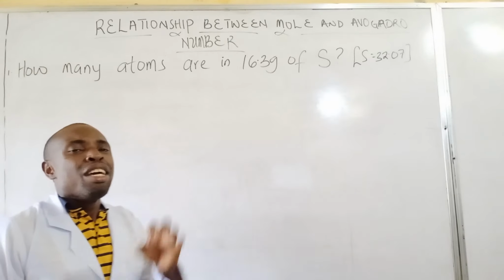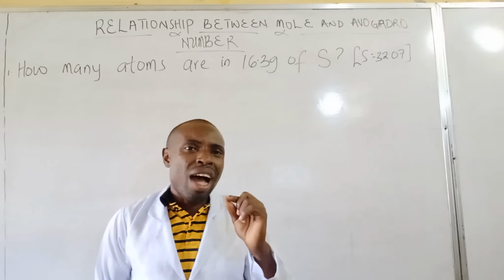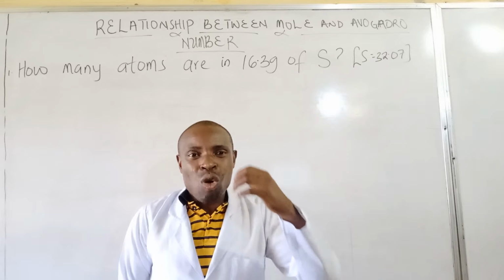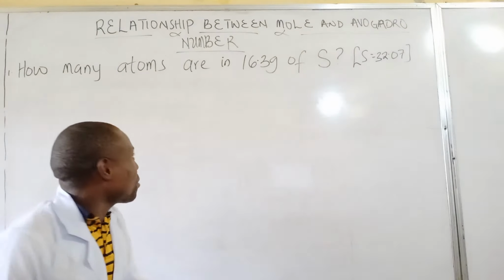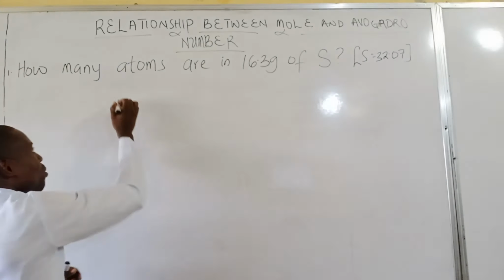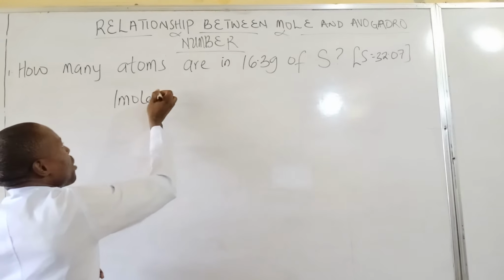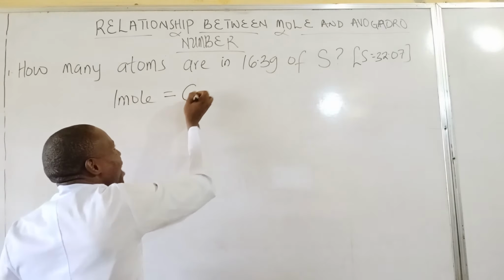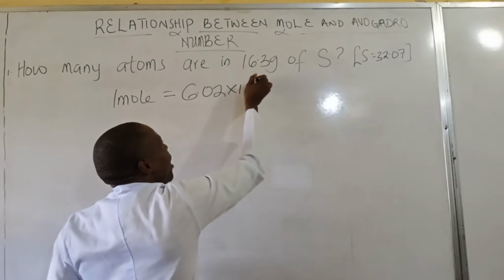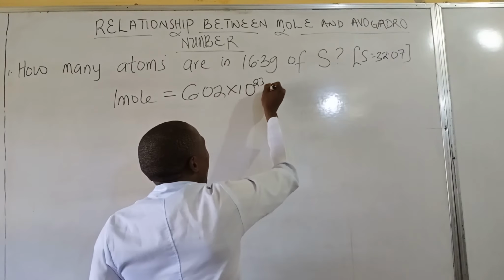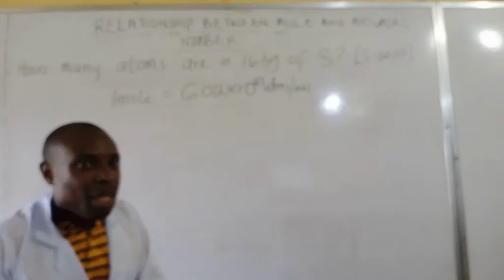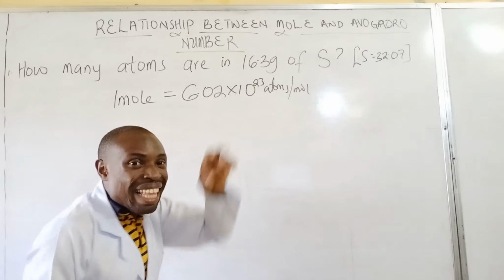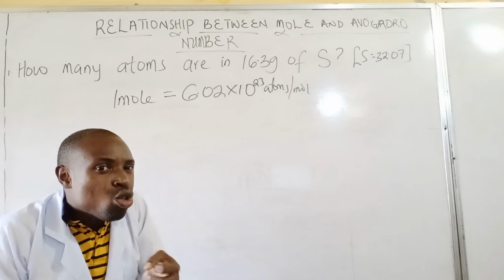First, we should understand that a mole is the quantity of atoms contained, and that one mole of a substance contains Avogadro's constant, which is 6.02 times 10 raised to the power 23 atoms per mole. The particles here can be atoms, molecules, or ions.